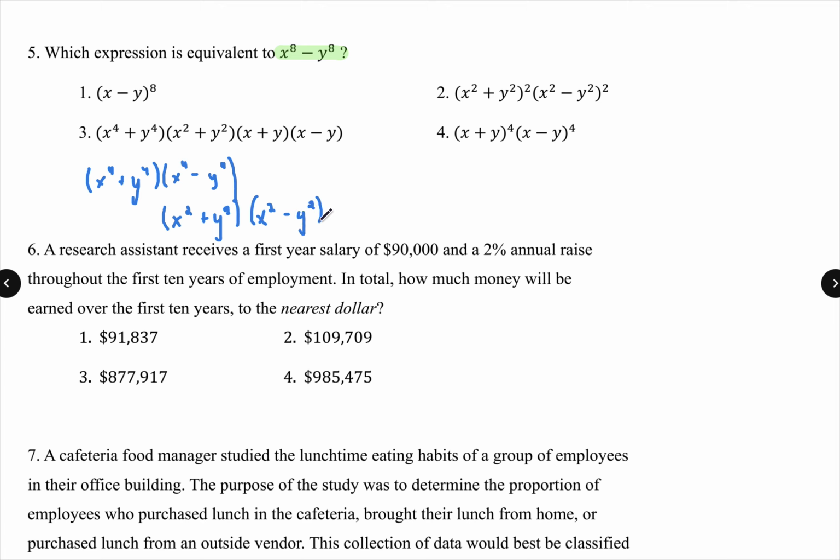And lo and behold, what did I just create? Another difference of perfect squares, which is just x plus y times x minus y. So something that kind of looked crazy, I just used my knowledge of difference of perfect squares, and now I have x to the power of 4 plus y to the power of 4 times x squared plus y squared times x plus y times x minus y. Answer choice number 3, and we got lucky.